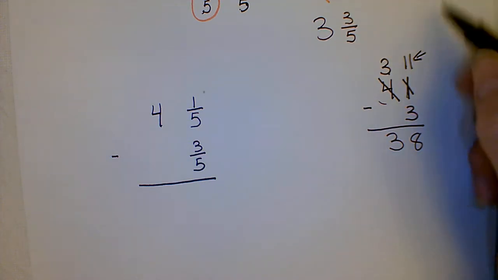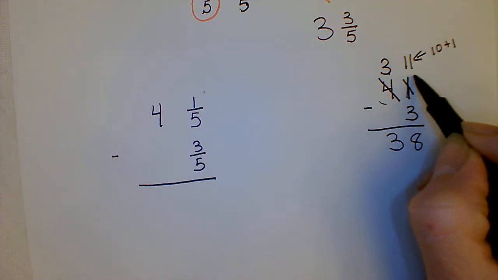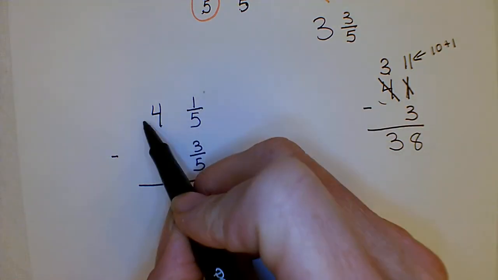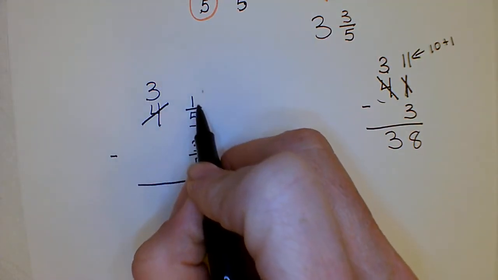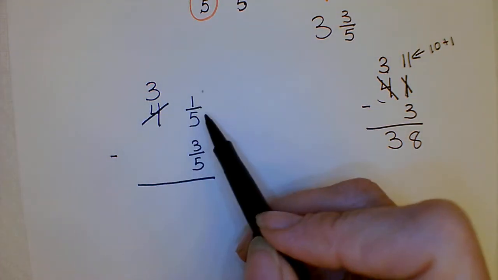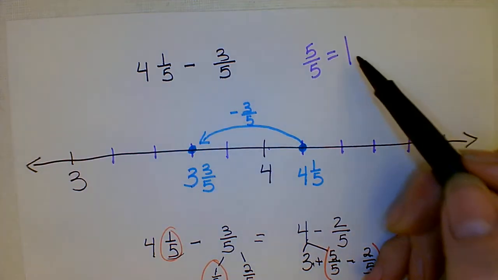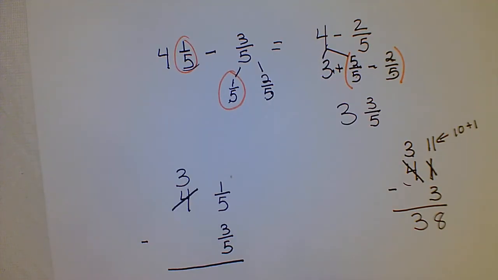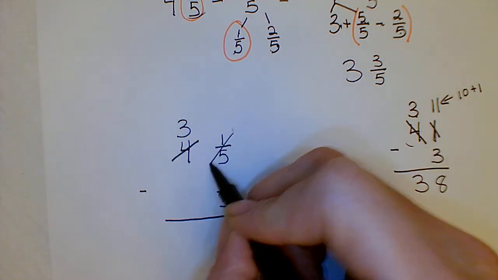So remember, this 11 is really 10 plus 1. It's the 1 ten we took from the 4 that we moved over, and then we added the 1 to it. The same thing is going to happen over here, the exact same thing. So we're going to take this 4 and make it 3, and we're going to move 1 over. But instead of being a 10, it's going to be 5/5, because we have our rule. So again, we move a 1 over, but it's really 5/5 that we're moving over. Now we already have 1/5 sitting there, so this becomes 6/5.